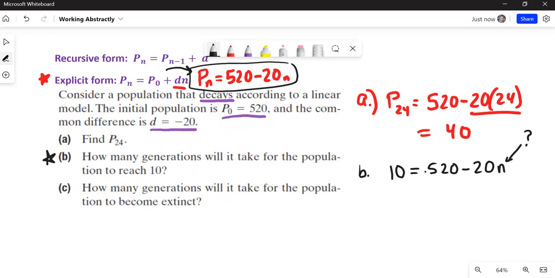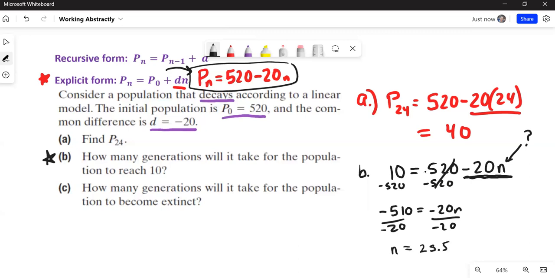Using some linear algebra skills, the first step would be to subtract 520 from both sides of this equation. That's our inverse operation, leaving this with negative 510 on the left equals negative 20n. Don't forget, we would still have that whole entire term, right? And then we divide both sides by negative 20. Well, negative 510 divided by negative 20 would be n equals 25.5. So we're going to need to round this because it says, how many generations will it take for the population to reach 10? Well, if we have 25 and a half, that means in the 25th generation, it didn't quite reach it, because it took 25 and a half.